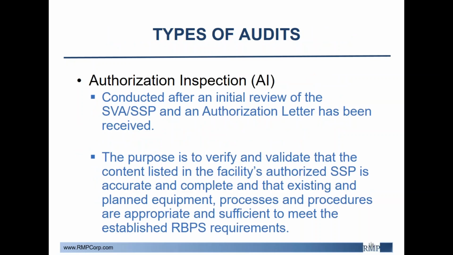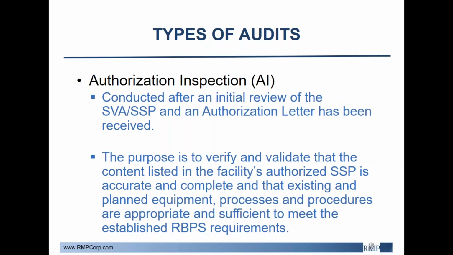So moving on to the audits, CFATS has two different types of audits, the first being the authorization inspection, which is conducted at covered facilities after an initial review of the SVA and SSP submitted by the facility and an authorization letter has been received. The purpose of this audit is to verify and validate that the content listed in the facility's authorized SSP is accurate and complete, and that existing and planned equipment, processes, and procedures are appropriate and sufficient to meet the established risk-based performance standard requirements.